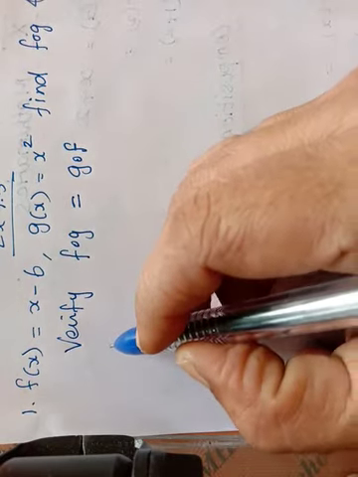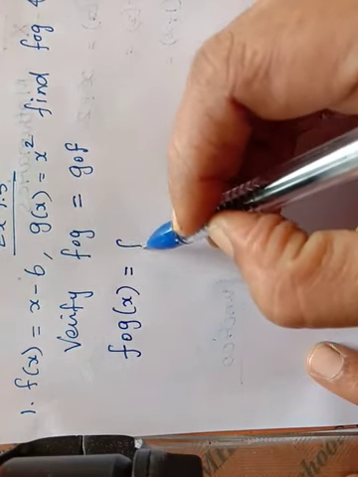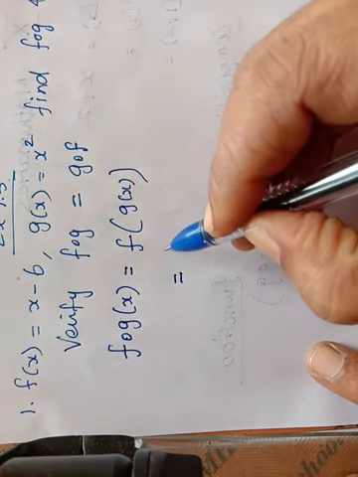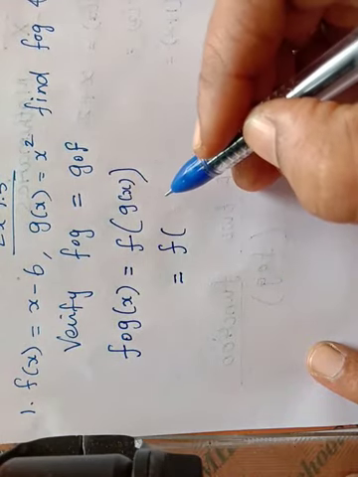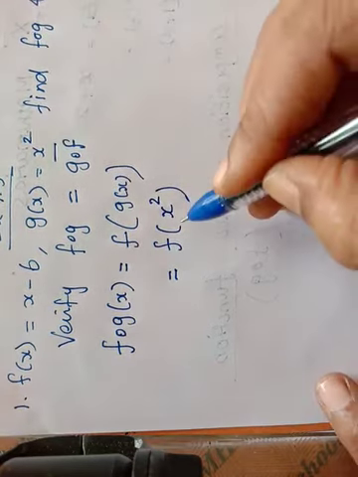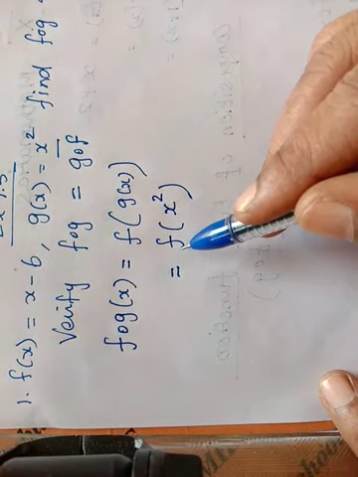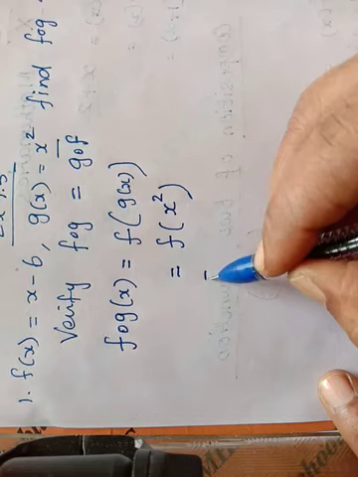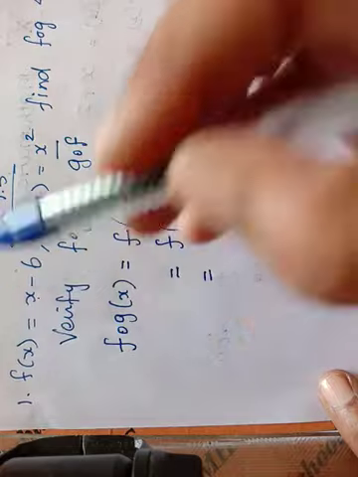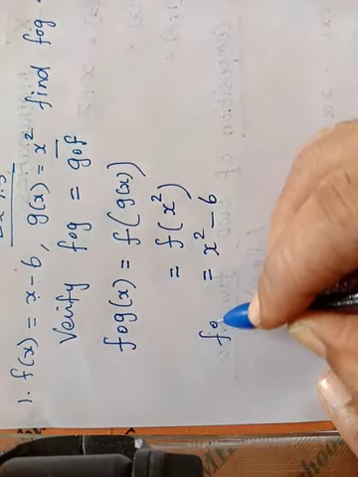f composite g of x equal to f of g of x. So that is equal to f of, your g of x is what they have given to you, x squared. X squared is here, no, that you want to write. This x squared you want to substitute in the f function instead of the x. So these variables and all you want to substitute instead of the x only. So x squared minus 6. This is your f composite g.